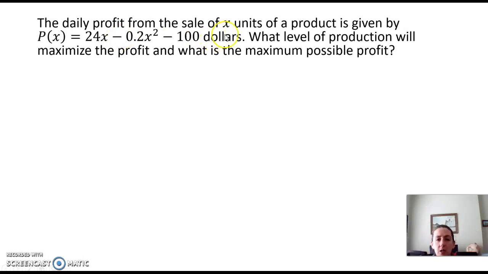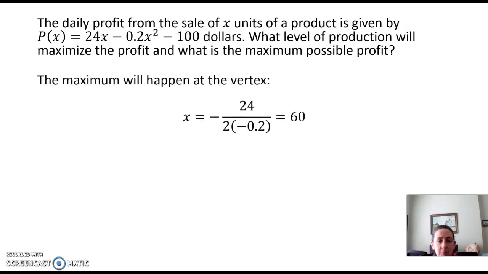So when you see a question like this, asking for the maximum profit and the maximum of a frowny face parabola, it's asking for that vertex. So we can find the x value by having negative b over 2a. So negative b is going to be negative 24 over 2 times a, that negative 0.2, which gives us 60.